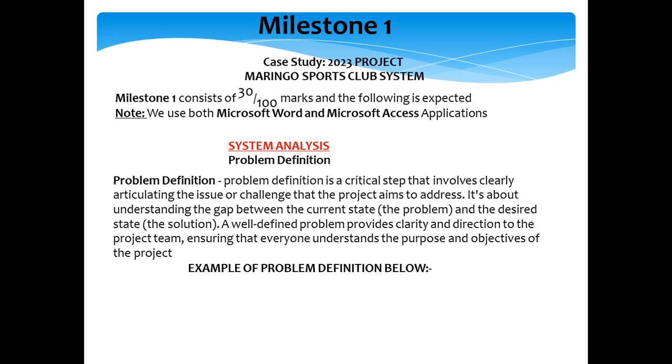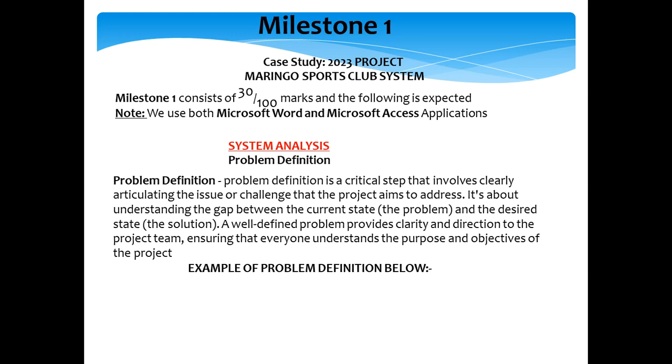To start with, the first bit of the project is called system analysis, where we look at problem definition. So problem definition is an important or critical step that involves clearly articulating the issue or challenge that the project aims to address. It's about understanding the gap between the current state, that is the problem, and the desired state, that is the solution. So a well-defined problem provides clarity and direction to the project team, ensuring that everyone understands the purpose and objective of the project.